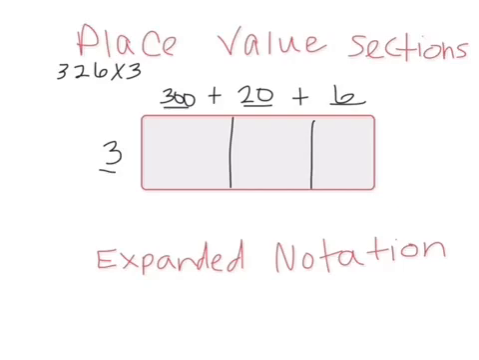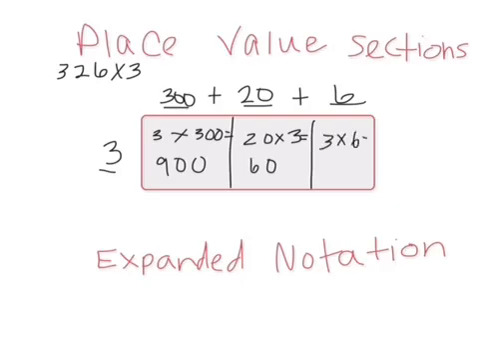So our first problem would be 3 times 300. And our answer to 3 times 300 would equal 900. Our second partial product would be 20 times 3. 20 times 3 would equal 60. And then finally, 3 times 6, which would equal 18.